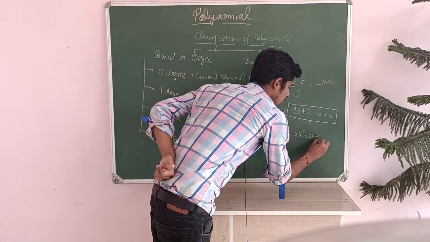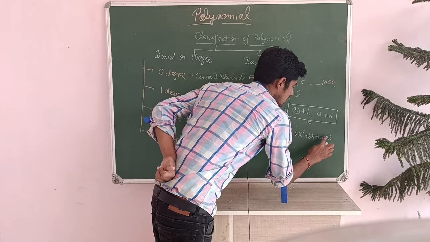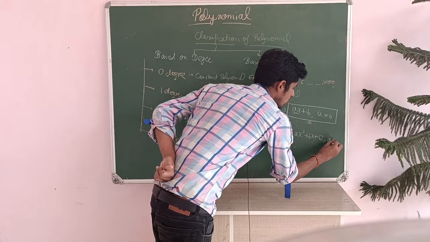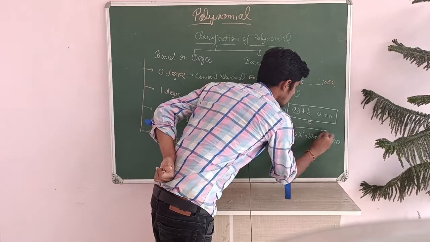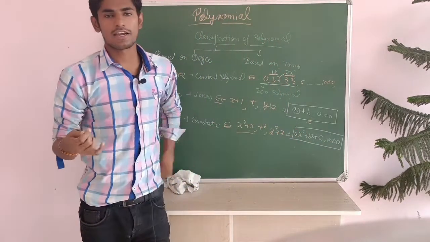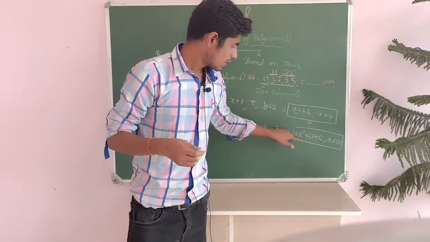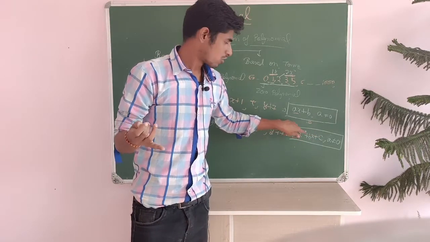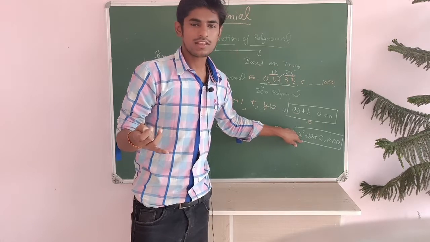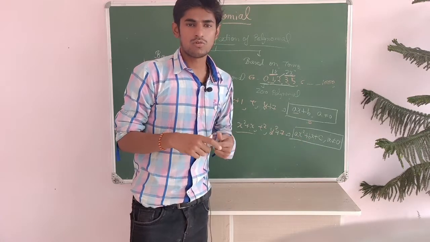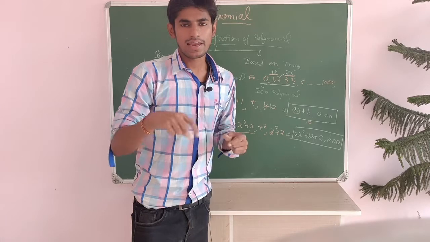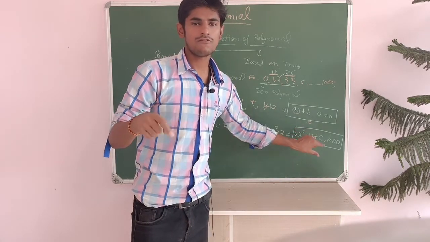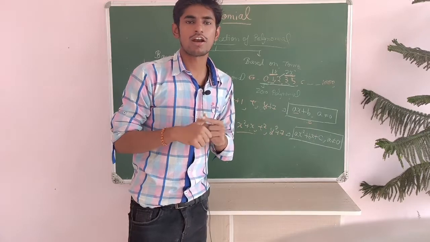ax square plus bx plus c, where a not equal to 0, is the general term of quadratic. Here you can see the highest power is 2. So the degree is 2. So this is the quadratic. We can define the quadratic as an algebraic expression written in the form of ax square plus bx plus c, where a not equal to 0.